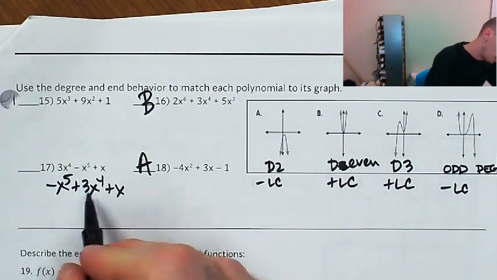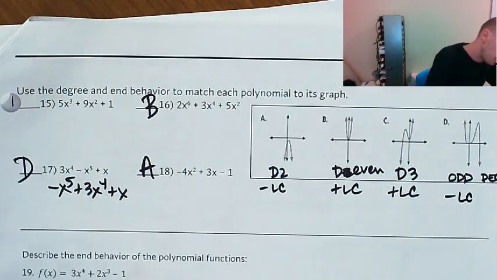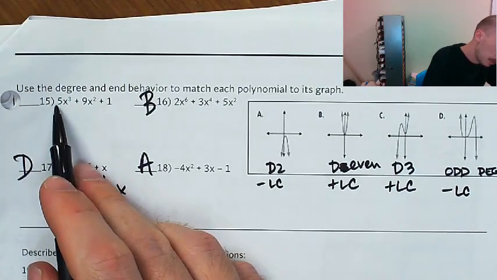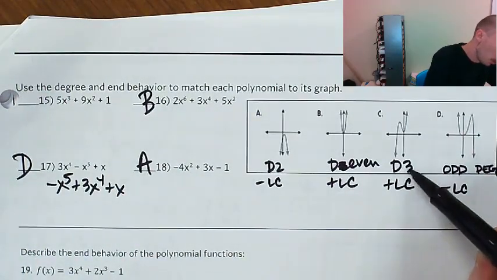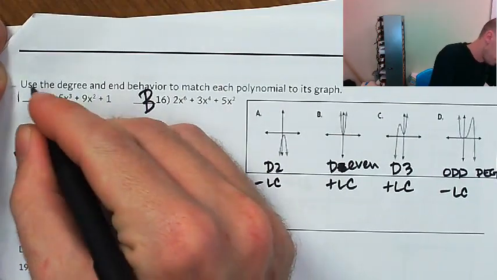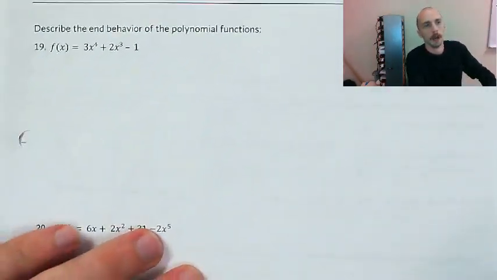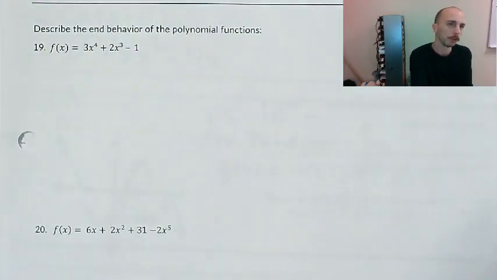Okay, so odd degree negative leading coefficient, that's this one. That's going to be answer choice D. Okay, and 15, what have I not used? C. Okay, odd degree positive leading coefficient, yeah, great. Let's move on. Describe the end behavior of the polynomial functions.